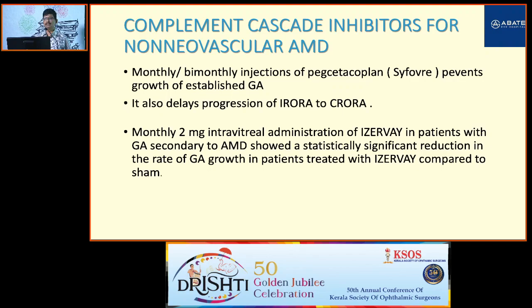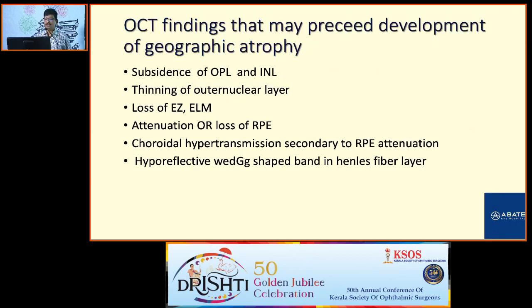Only problem is that these injections are now associated with a high risk for development of choroidal neovascular membrane. And it has also been proved that when we inject these patients with C3 inhibitor, it actually delays the progression of macular atrophy from a stage called iRORA to cRORA.